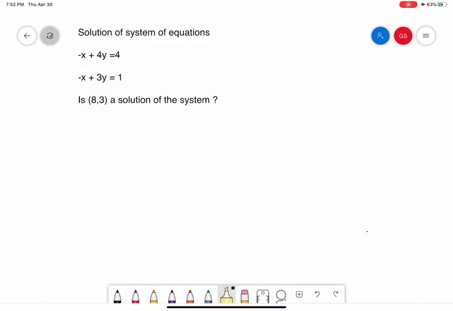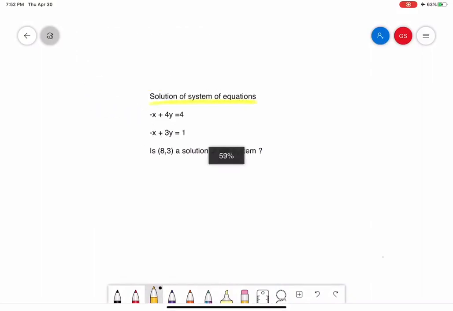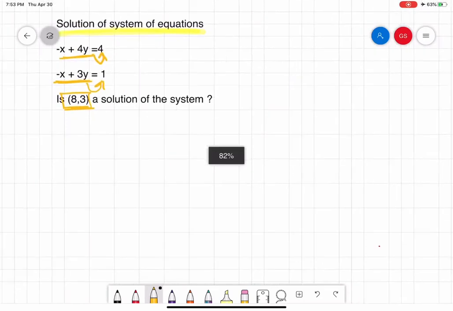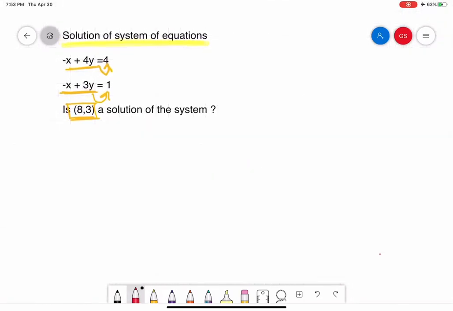Hi, so this is the problem they gave us. Solution of system of equations. What we have to do in problems like this is know if this equation right here equals 4, and if this equation right here equals 1, by using these two coordinates they gave us, 8, 3. An easy way to find the solution of this system of equations is the one that I'm about to show you. The first thing you need to do is find your x and find your y.